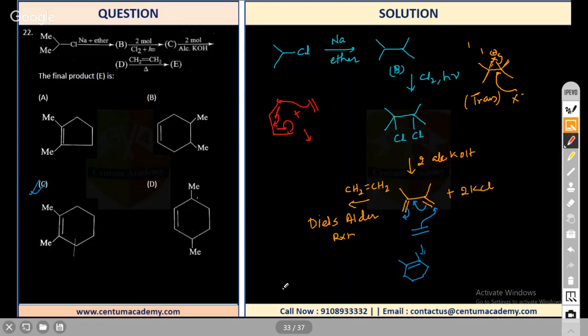Did you understand this? Halogenation of alkene. You must go through halogenation of alkene. If you have an alkene, that gives you trans addition of halogen. We'll discuss this later on also in the next class. Clear, understood?